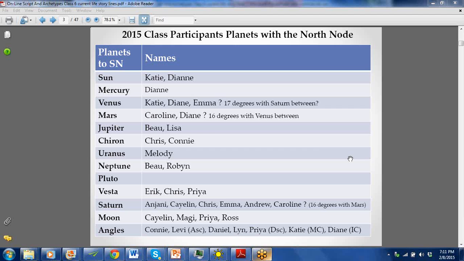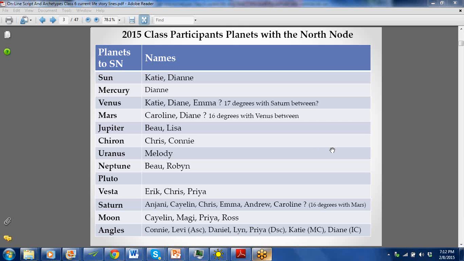Yeah, so my opinion would be just forget about squares or trines to the nodes. Right. And a couple of other questions. Chris wants to know how Vesta and Chiron would affect the North Node, affect life purpose. And Maggie wants to know how the moon conjunct the North Node affects life purpose, like the lineage past and the new intent.